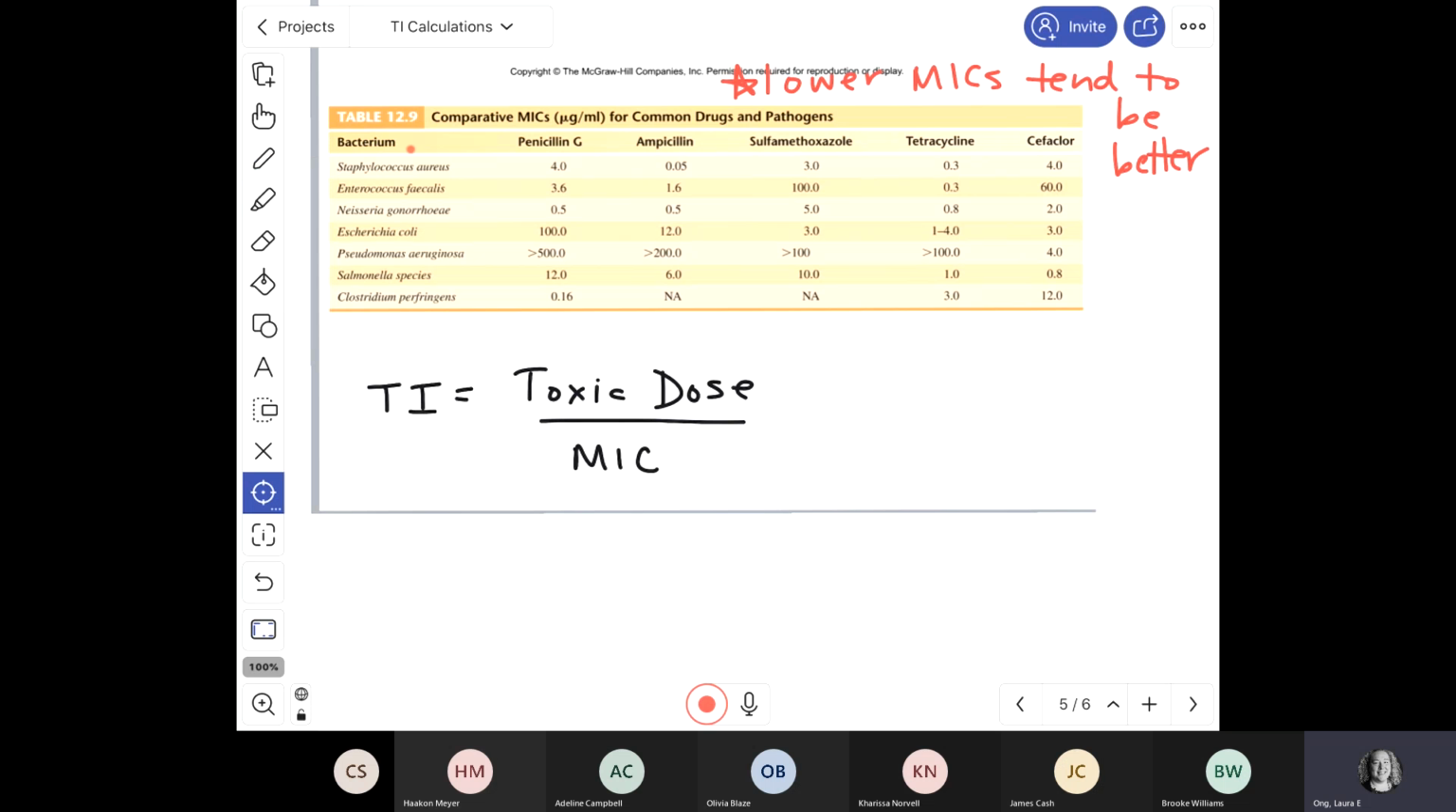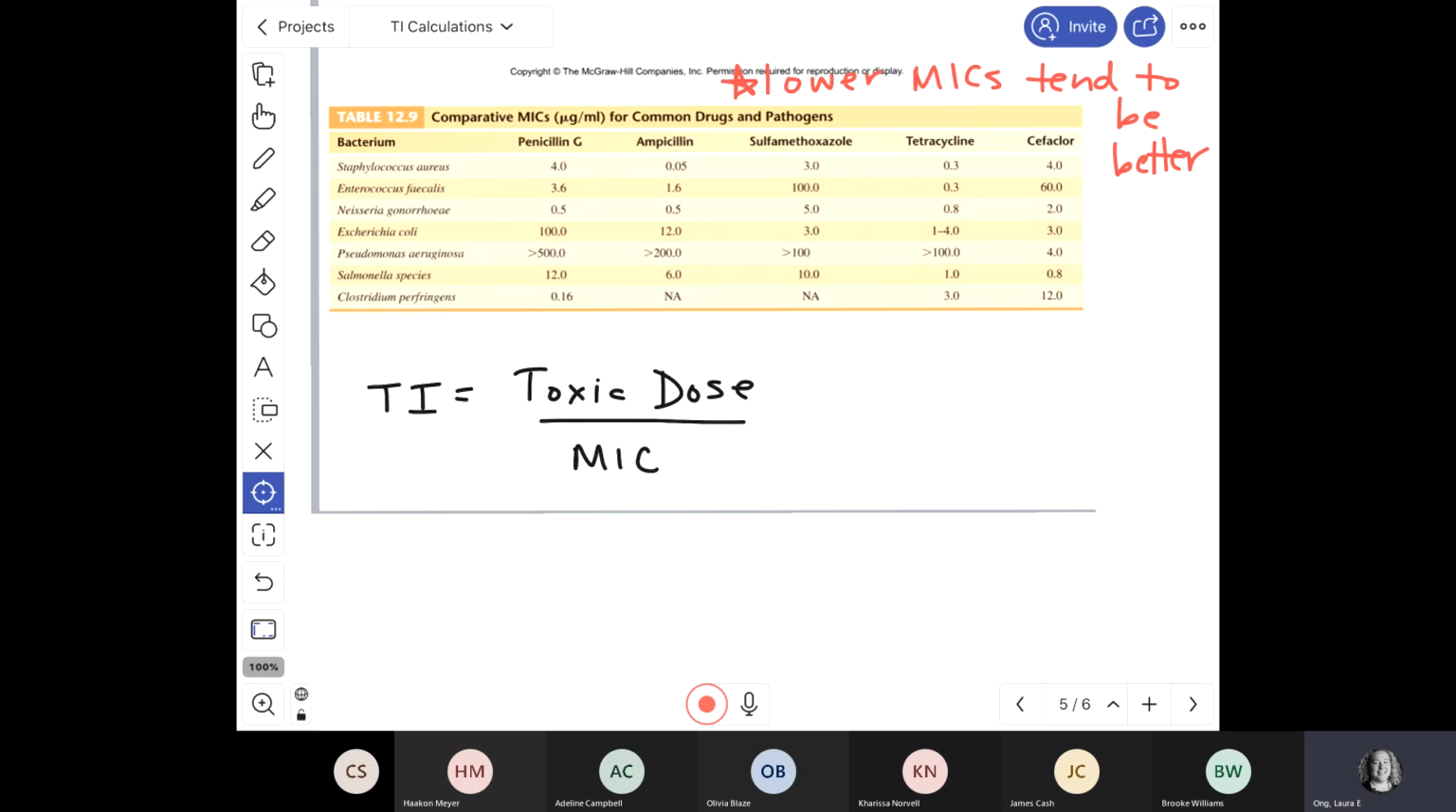So if I go back to this Staphylococcus aureus example, if I could use penicillin or ampicillin or sulfamethoxazole to treat a staph infection, I would tend to choose ampicillin first because it takes way less ampicillin to effectively treat that. So I wouldn't have to give the person as much ampicillin as I would penicillin, because ampicillin is much more powerful against the Staph aureus. It only takes a little bit to kill it.